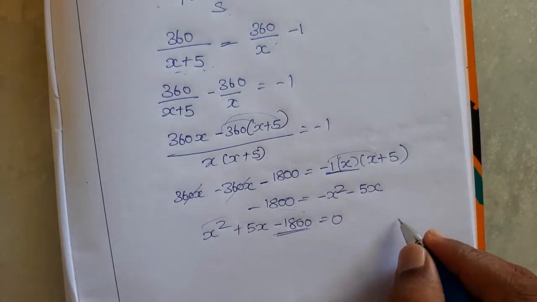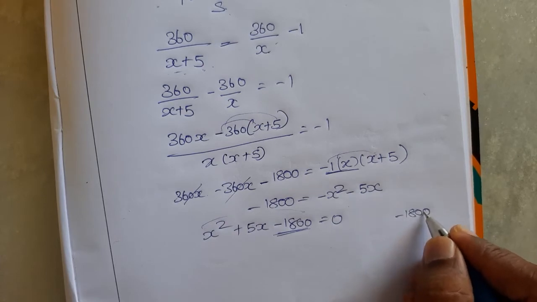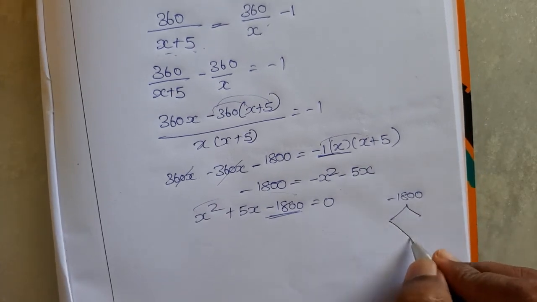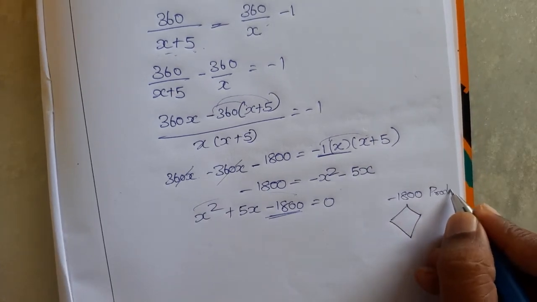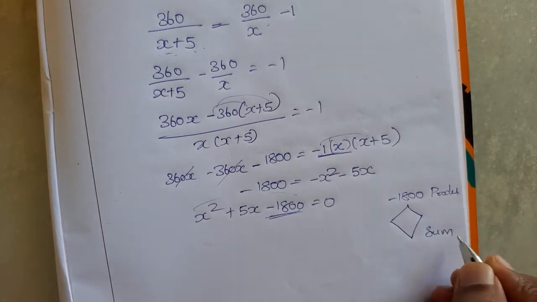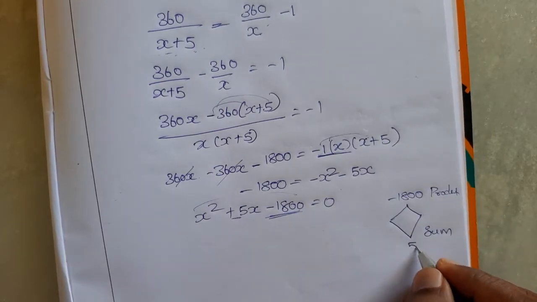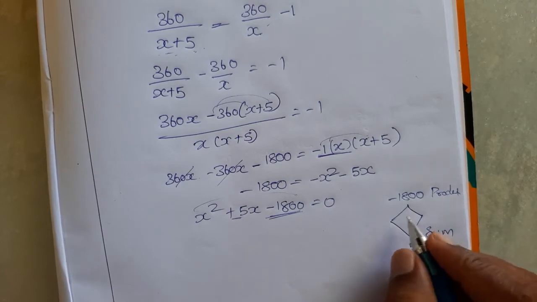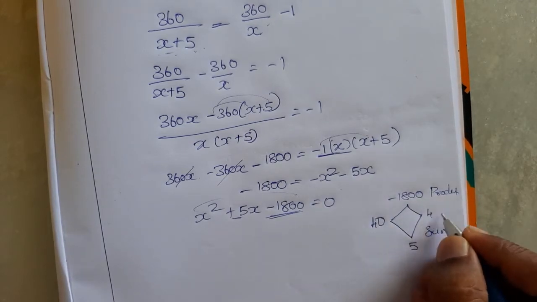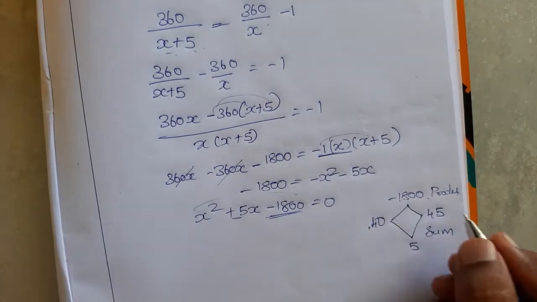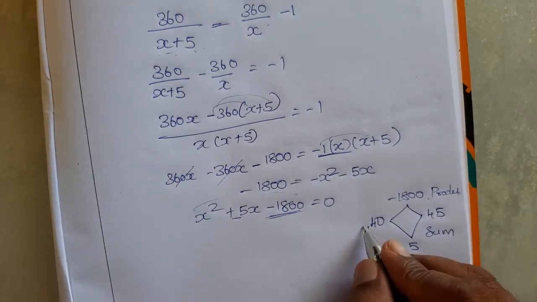The product is minus 1800, and the sum is plus 5. So we all know 40 into 45 is 1800. 40 into 45 is 1800. 45 minus 40 will become 5.